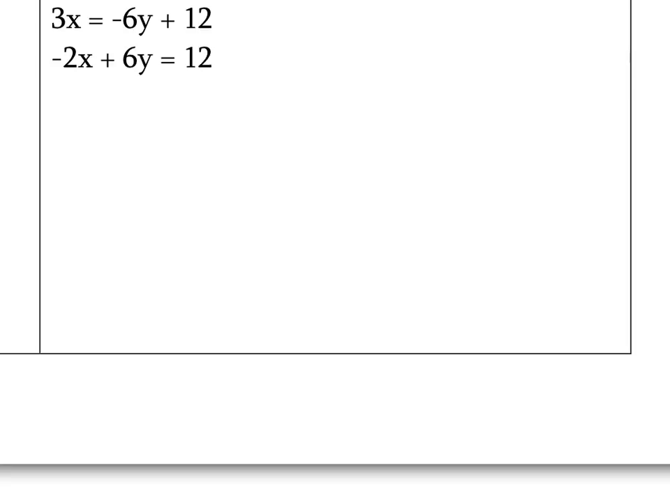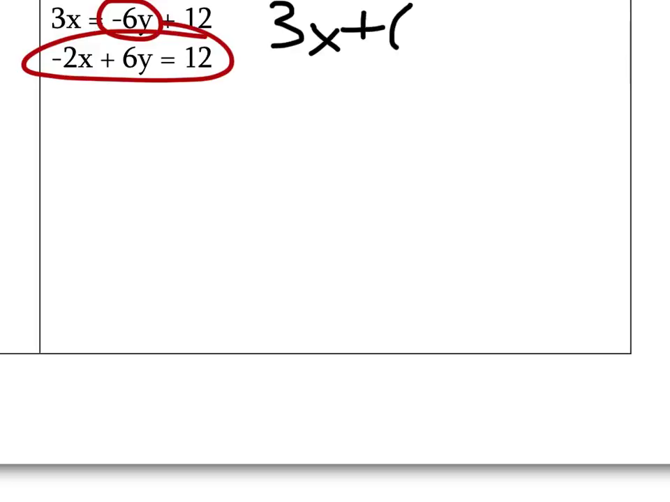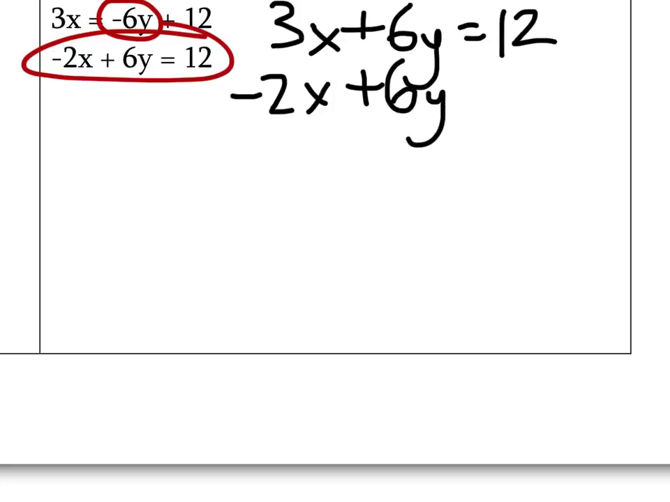Okay, so we're going to manipulate this one to be more like this one. Okay, so what you got is a 3x plus 6y equals, that's a positive 12. The other one stays the same. 2x plus 6y equals 12. Well, that is a problem because we need the different signs.